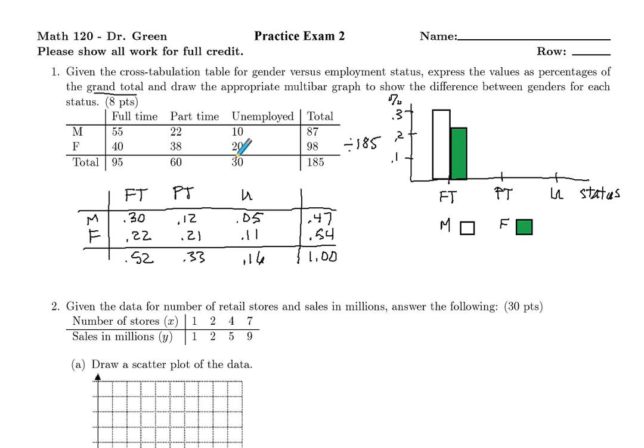Okay, then let's see. For part-time status, we had 12% male, 21% female. So for part-time, we're going to go up to 12% here, and up to 21% for the female. And the female is shaded green. And then for unemployed, we had 5% male, 11% female. So on the left side, go up to about 5%. And on the right side here, go up to 11%, about right there.